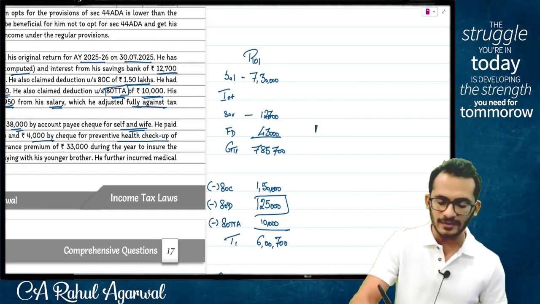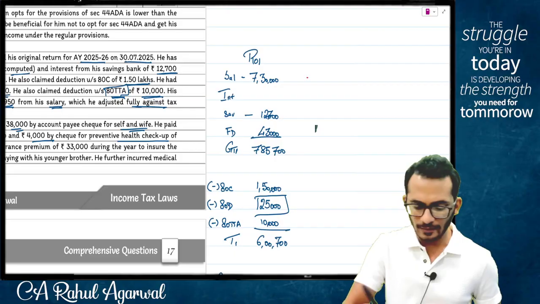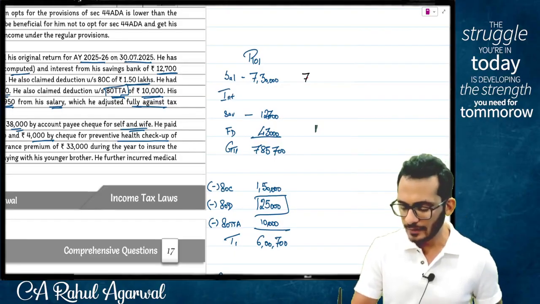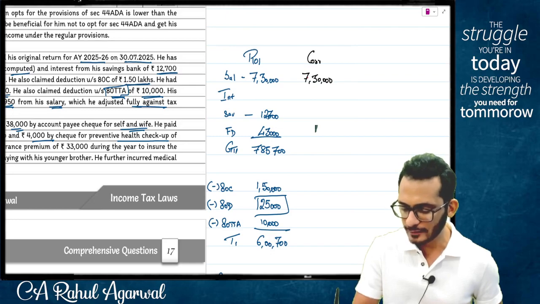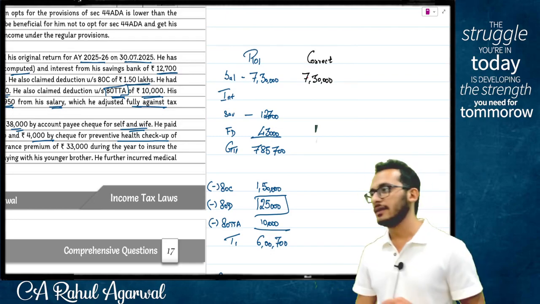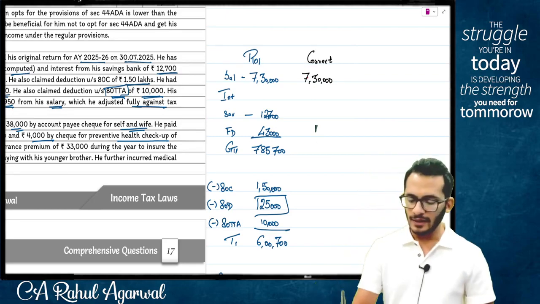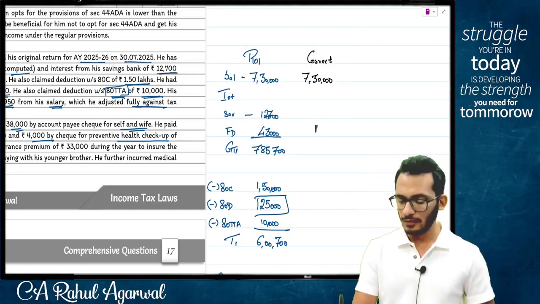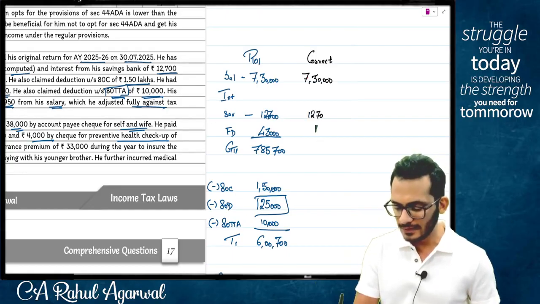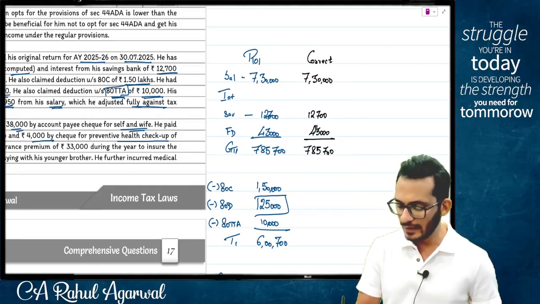Hey, any change in salaries? No change in salary. Salary remains the same at 7,30,000. Now I am saying what is my correct analysis? Correct. People, anything changing in savings and interest? No. So this becomes 12,700. This becomes 43,000. My total is remaining at 7,85,700. People, any changes in 80C? No. 80C remains at 1,50,000.